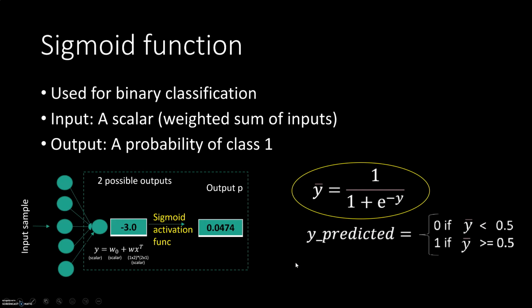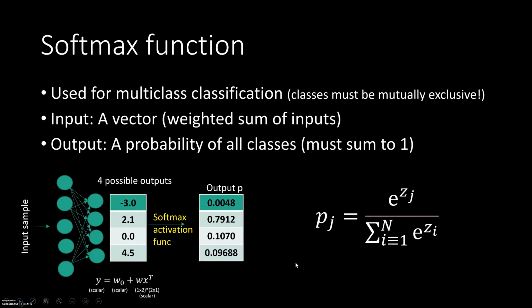Now let's move on to the softmax function. The softmax function is used for multi-class classification. As we saw in the previous slide, the sigmoid function takes a scalar and converts that number into a probability, which is the probability of class 1. In softmax, we want to know more, because we have more than two possible classes.